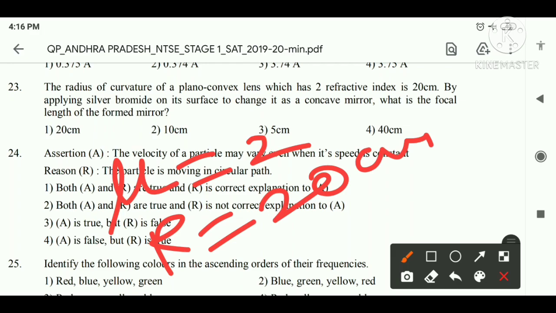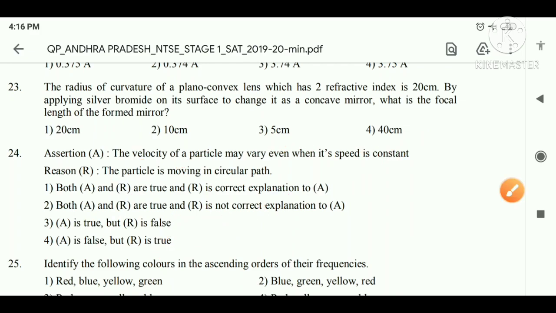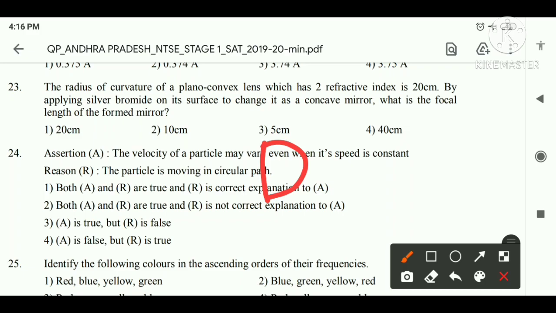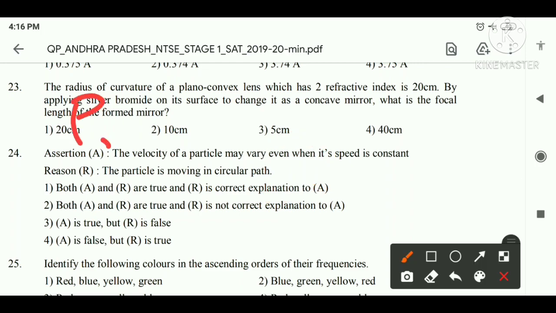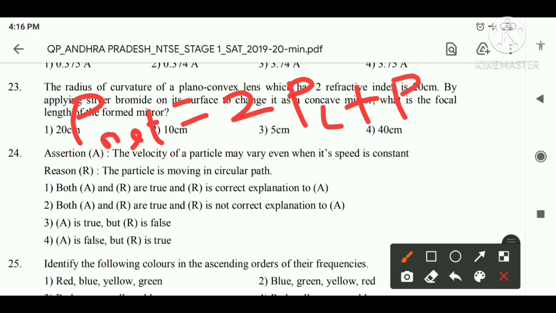Okay, it is a plano-convex lens. One side is silvered, painted with silver bromide. Now it becomes a concave mirror. Now put the value. P net is equal to 2P of the lens, plus P, the power of the mirror. Okay, power of lens and power of mirror.